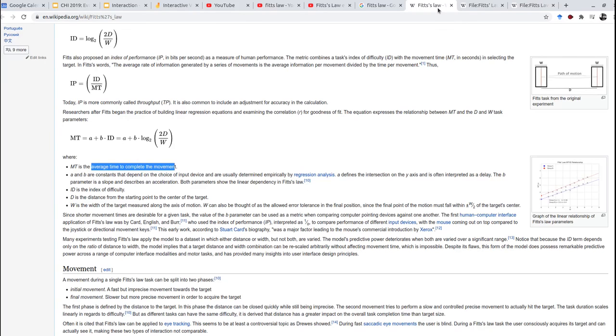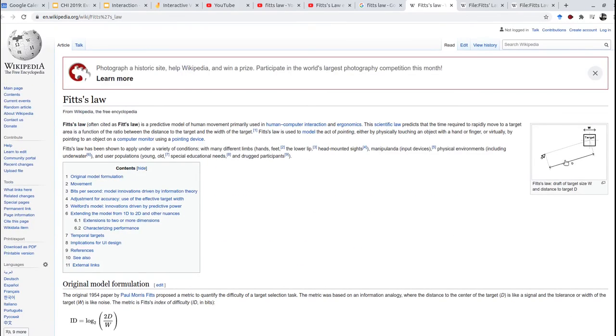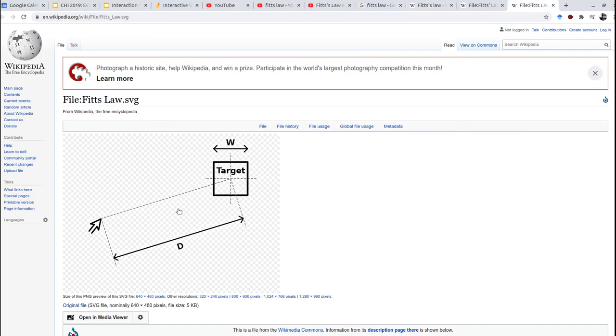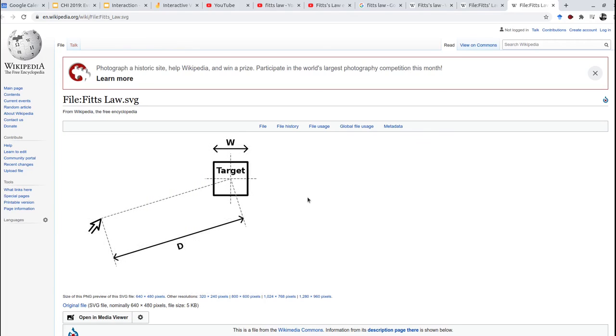And also, I said earlier that it's used in different scenarios, and one of them is that the first step that people made was to go to 2D, where it's kind of the same, except here you have, actually I would say this W is depicted wrong, because I think what matters is the projected width, the width that is orthogonal to the distance. But anyways, more or less it depends on the target size and the distance that you have to travel, and then the time that it takes people to navigate is about logarithmic. And that's the core of Fitts's law.